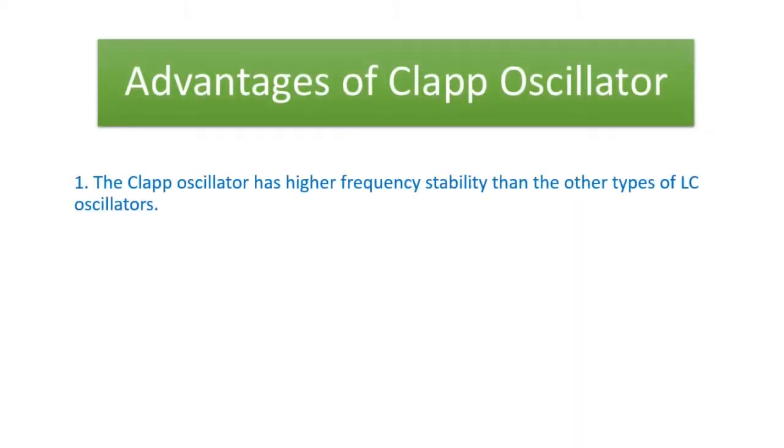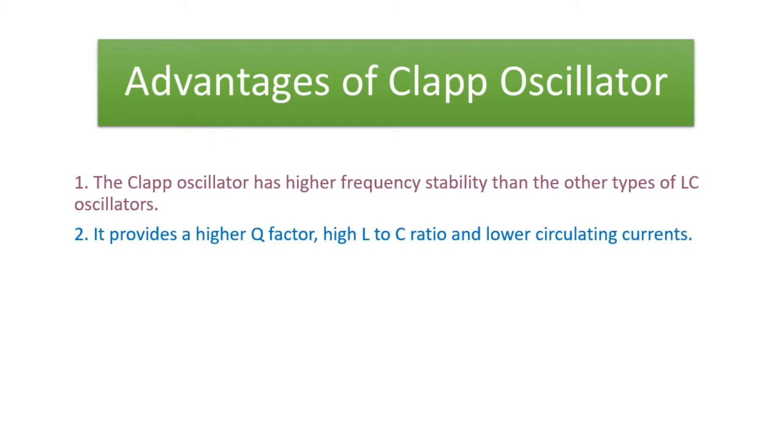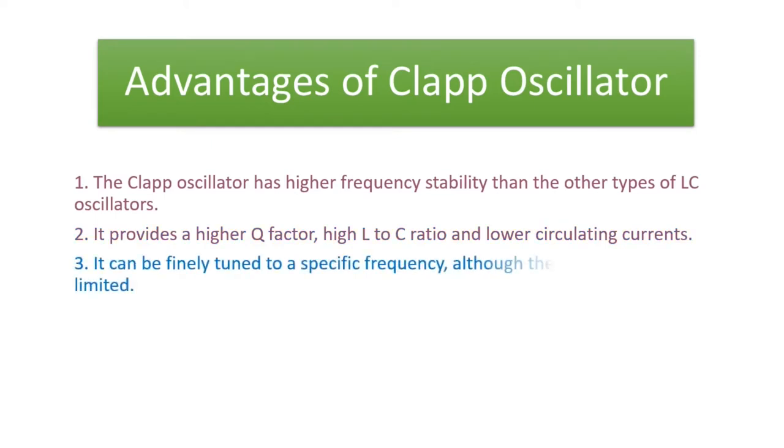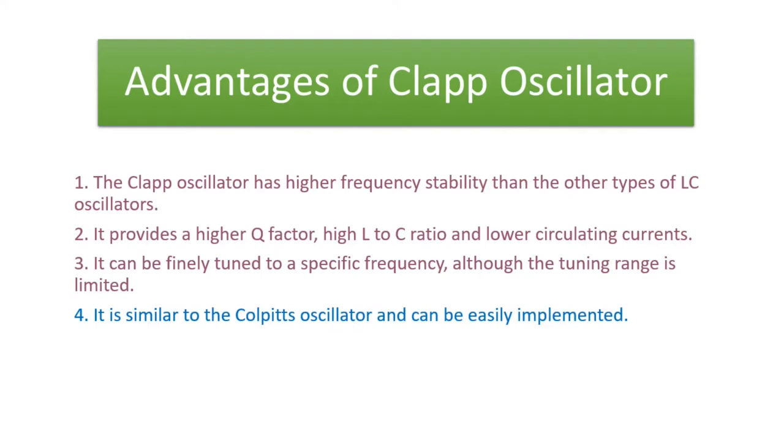Advantages of Clapp oscillator. 1. The Clapp oscillator has higher frequency stability than the other types of LC oscillators. 2. It provides a higher Q factor, high L to C ratio and lower circulating currents. 3. It can be finely tuned to a specific frequency, although the tuning range is limited. 4. It is similar to the Colpitts oscillator and can be easily implemented.